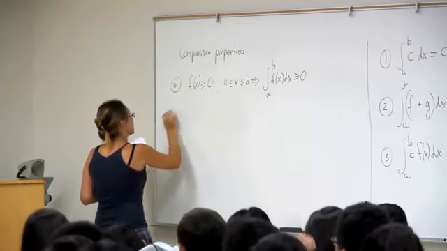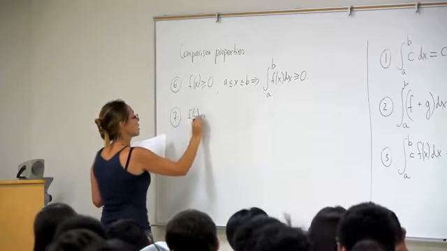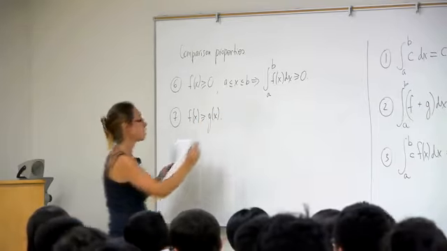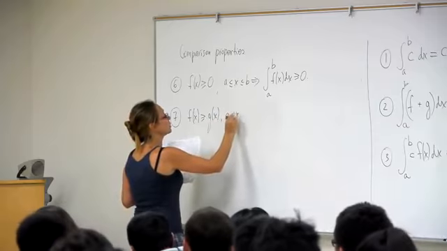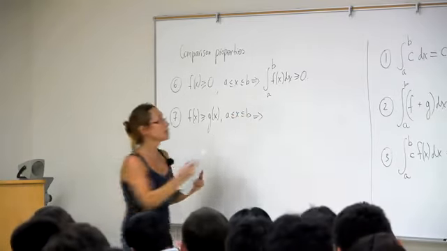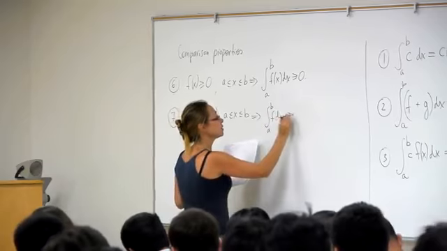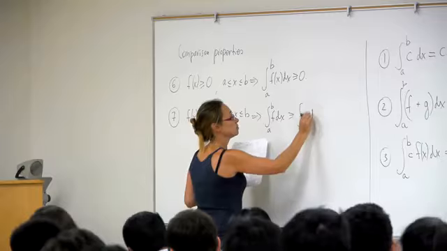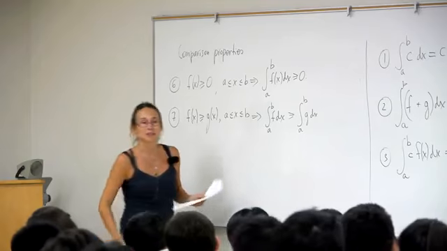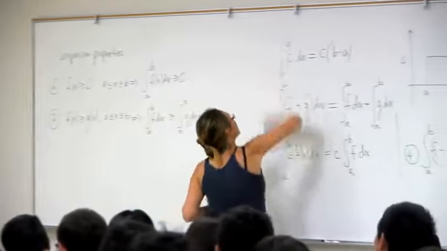Fine. Number 7. Let's suppose that we have two functions, and one of them is bigger than the other on the same interval. Then we can compare the integral of f with the integral of g. The function is bigger, and then the integral is bigger too. Let me illustrate this with an example.